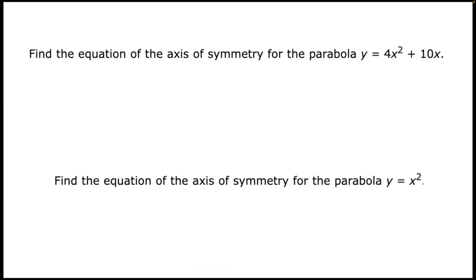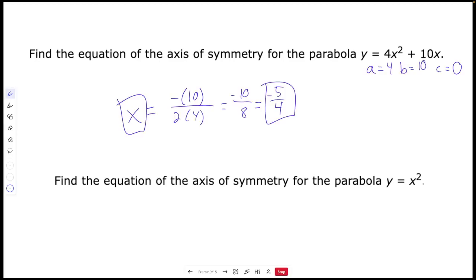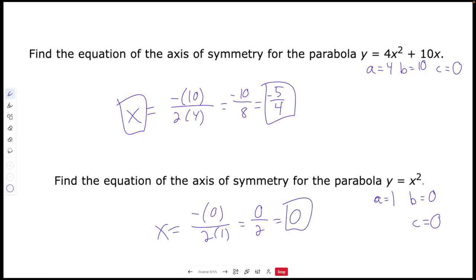Okay, now that you've had time to work these problems, let's check your solutions. All right, for the first problem here is the work. You should have said x equals negative 5 over 4. And for the second problem, you should have gotten x equals 0, because you have a 0 in the numerator. 0 divided by anything is just 0.